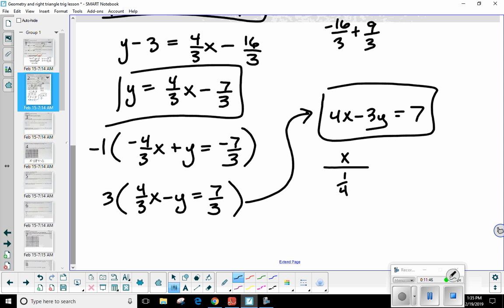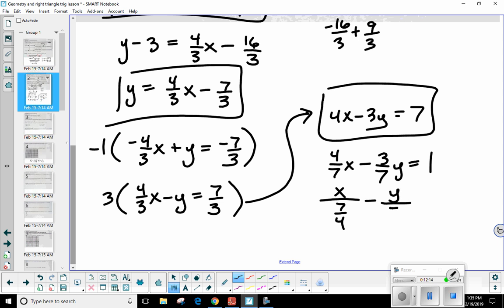Actually, I got ahead of myself because I forgot one thing. Remember, in double intercept form, it has to equal what? So my rule was correct. I just forgot to divide through by 7 first. So this would be 4/7 x minus 3/7 y is equal to 1. Now we'll divide by the reciprocal. So that's x over 7/4, and I'm going to keep the minus there, y over 7/3 equals 1.